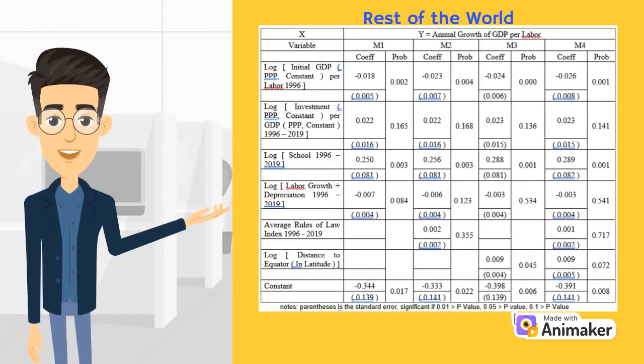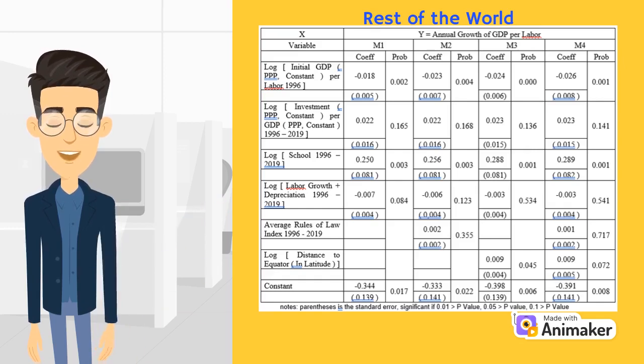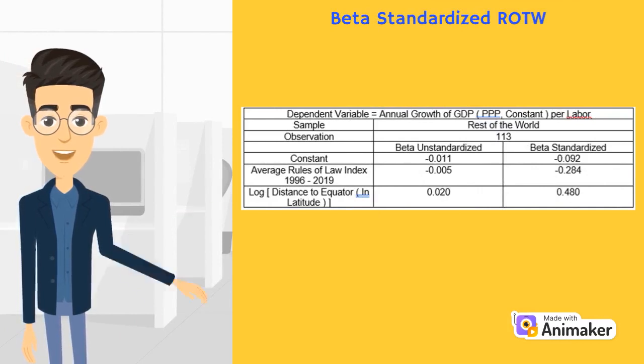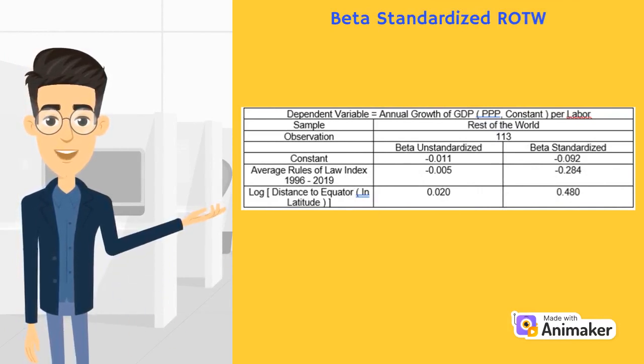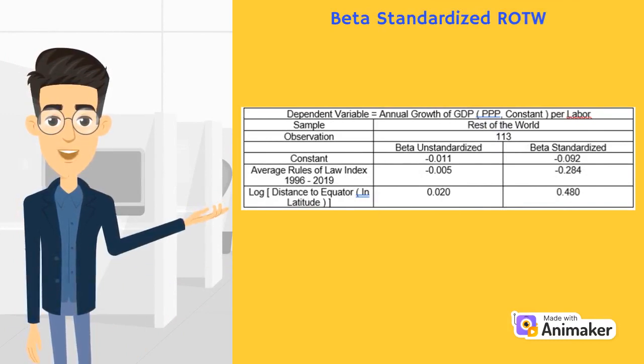The table above shows the regression results from the rest of the world using four econometric models. Based on the regression results, it is possible to conclude the rule of law has a positive but insignificant relationship with economic growth. The regression result for the distance to equator shows a positive but insignificant relationship with economic growth. However, the supporting variables such as initial GDP, investment, school, and depreciation remain consistent. This table shows the rule of law variable has a weak effect due to its negative standardized beta. As a result, geography has a greater influence on economic growth.